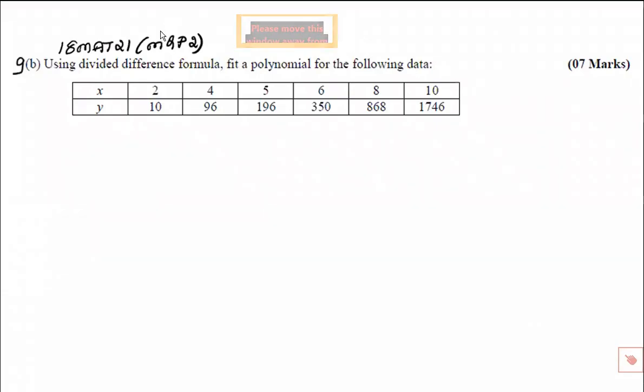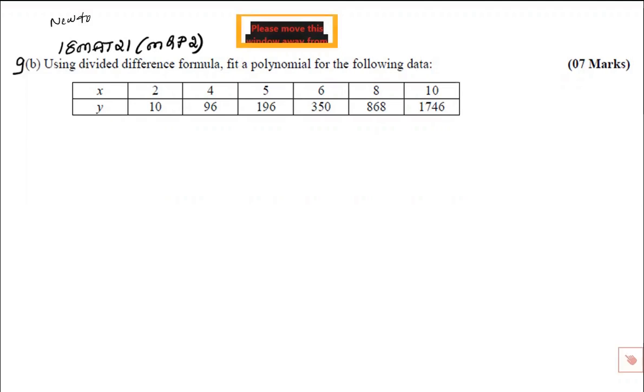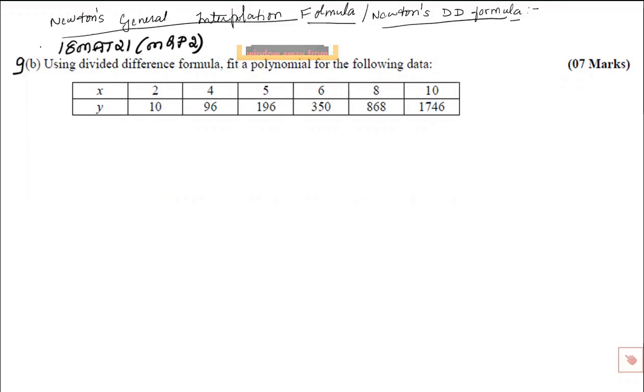Hello everyone. Now in this video I am going to explain Newton's divided interpolation formula. It's also called Newton's general interpolation formula. This is the second concept in interpolation. The first problem I am taking from the 18 Mat 21 question paper, that is model question paper number 2.